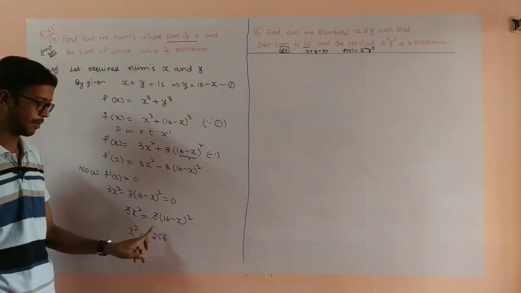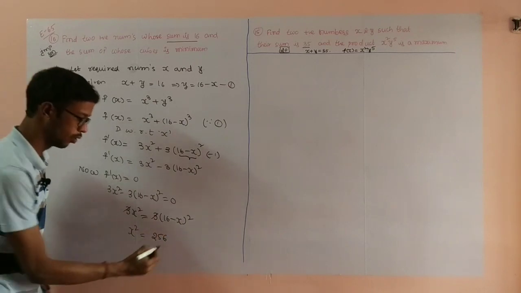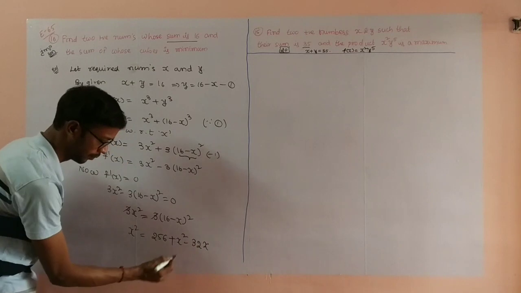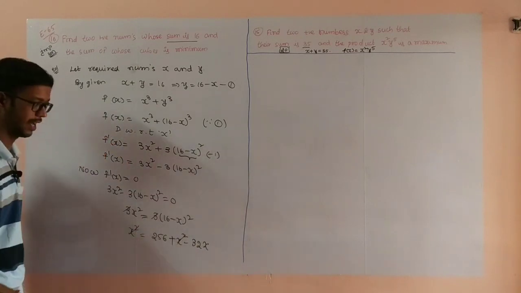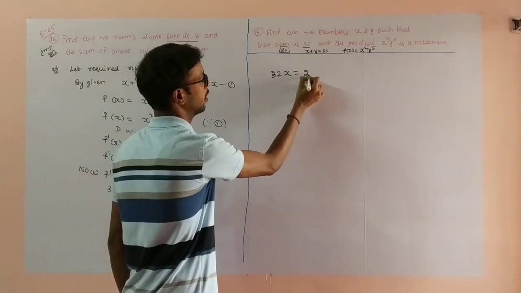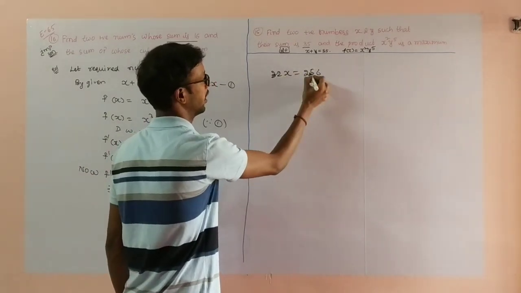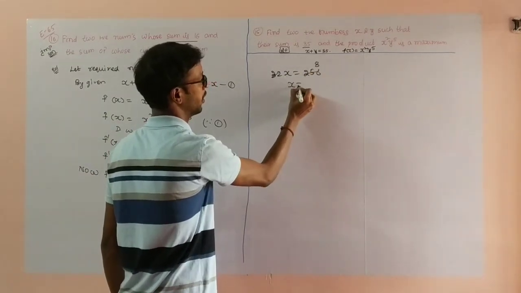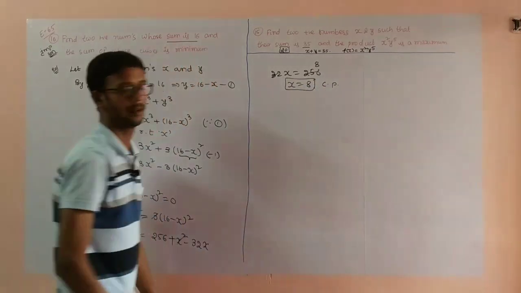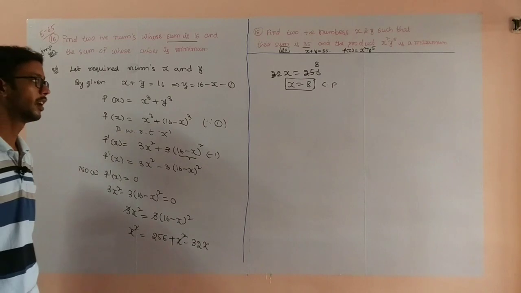Using the a minus b whole square formula, 256 plus x square minus 32x. X square gets cancelled. 32x equal to 256. 32 times 8 is 256. X equal to 8 is the critical point. X equal to 8 is the critical point.